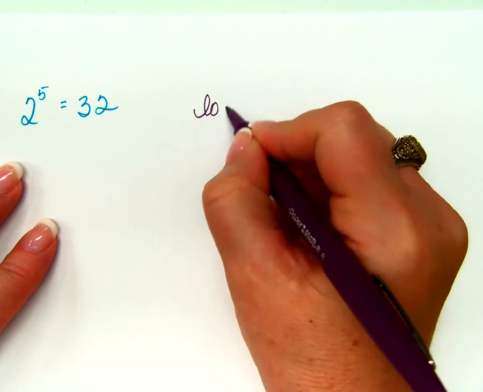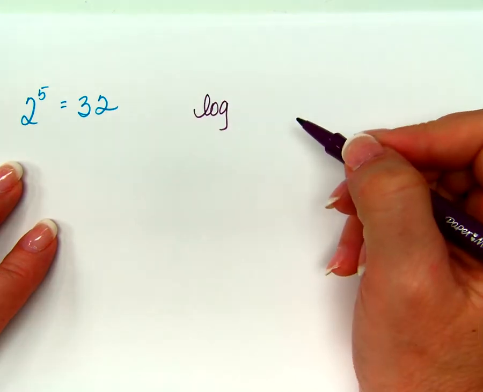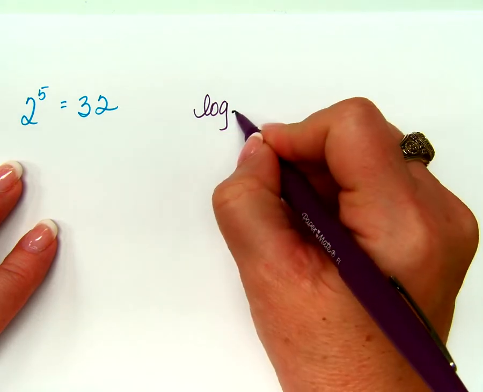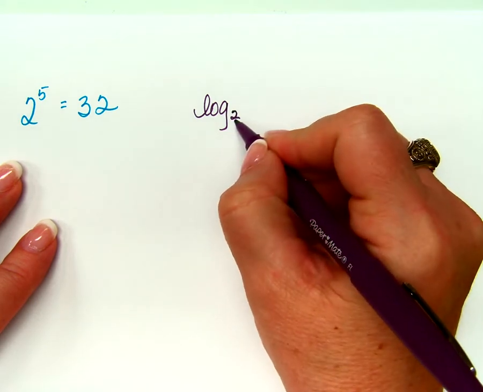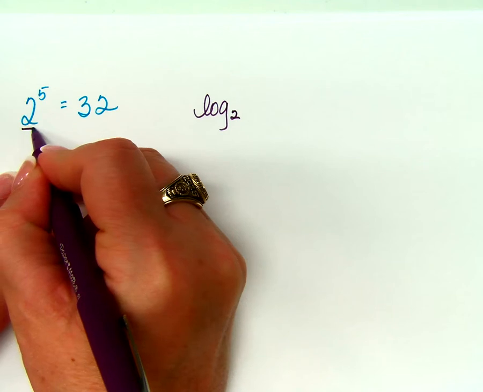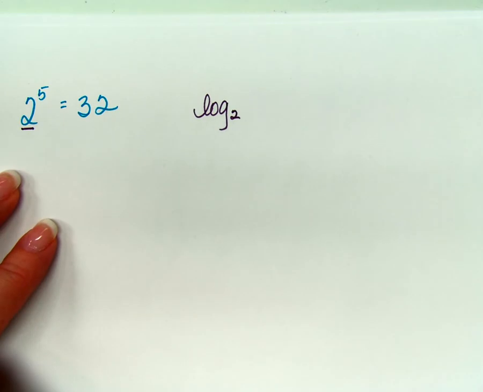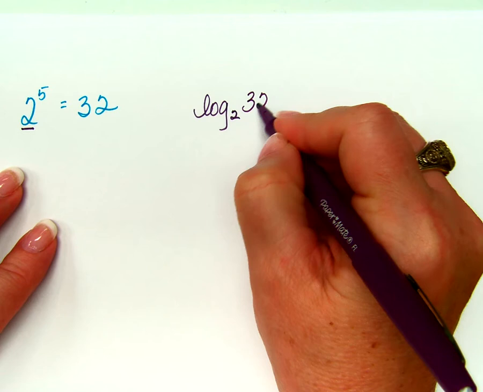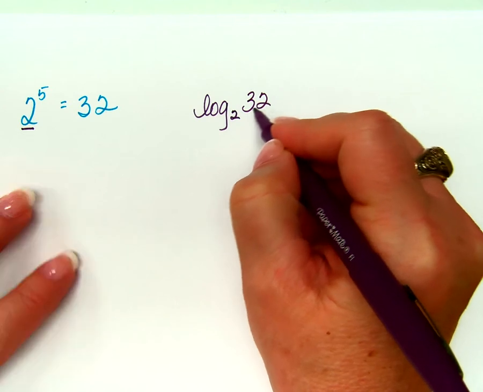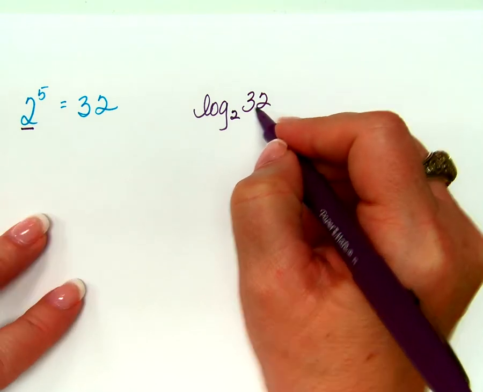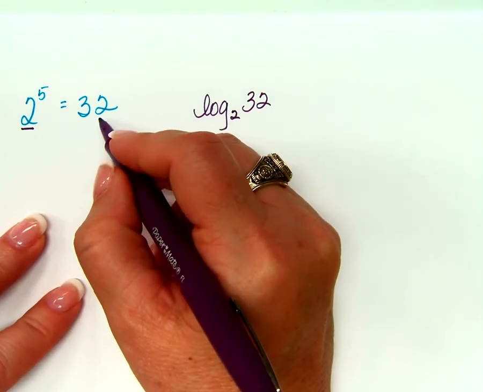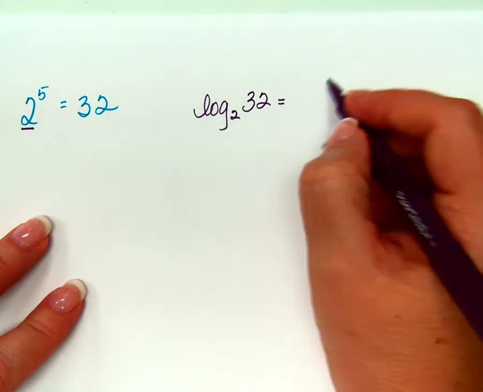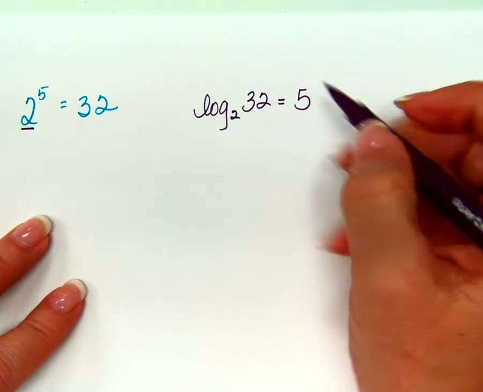Log. The base 2. Why do I write base 2? The 2 is right there, so it goes as the base of the log, but it's also the base of the exponent, right? Then what? Of 32. What's it called right here? Remember the argument? And over here it's the answer, right? They both start with an A. We're good with that? Equals what? 5.